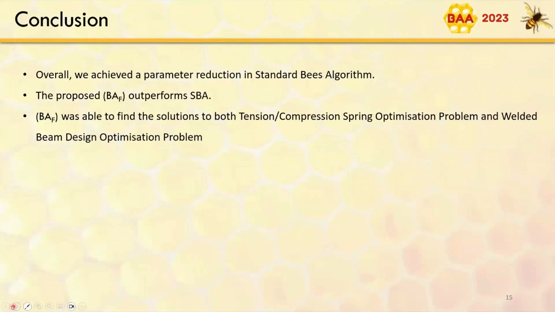In conclusion, we achieved a parameter reduction in the standard Bayes algorithm, and the proposed Fibonacci Bayes algorithm outperforms the standard Bayes algorithm, as you could see from the results. And the Fibonacci Bayes algorithm was able to find the solutions to both the tension compression spring optimization problem and the welded beam design optimization problem. And that's all from me.